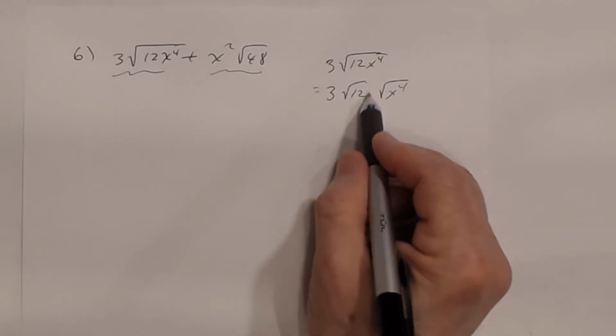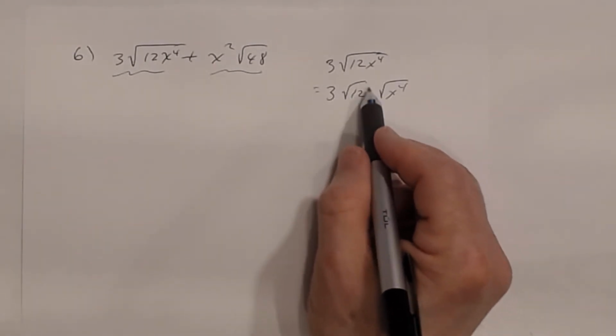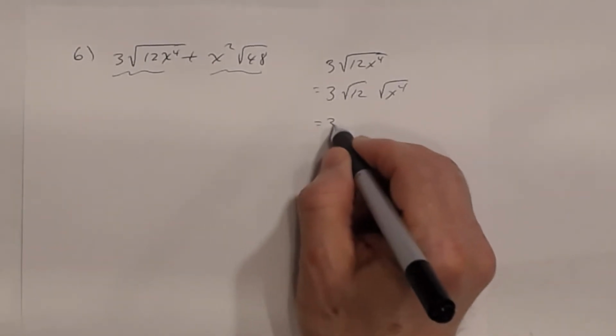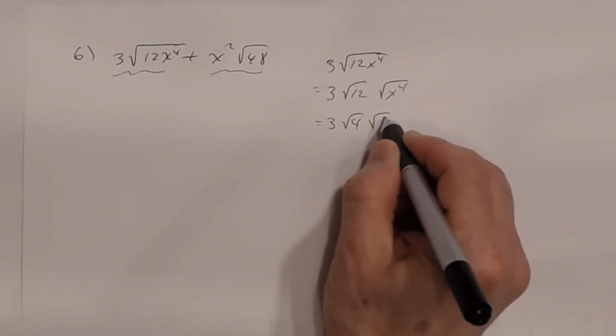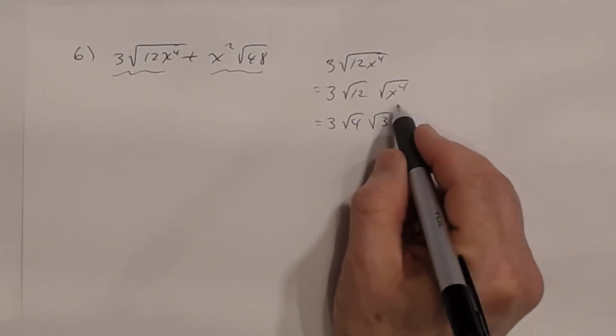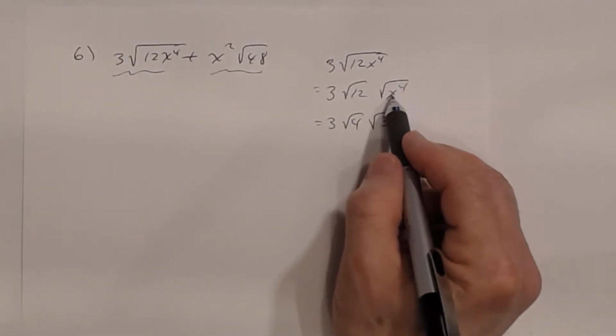And let's simplify the square root of 12. So I know that the largest perfect square that goes into 12 is 4. So I get 3 times the square root of 4 times the square root of 3. 4 times 3 is 12. And I know I can simplify the square root of x to the 4th, right?